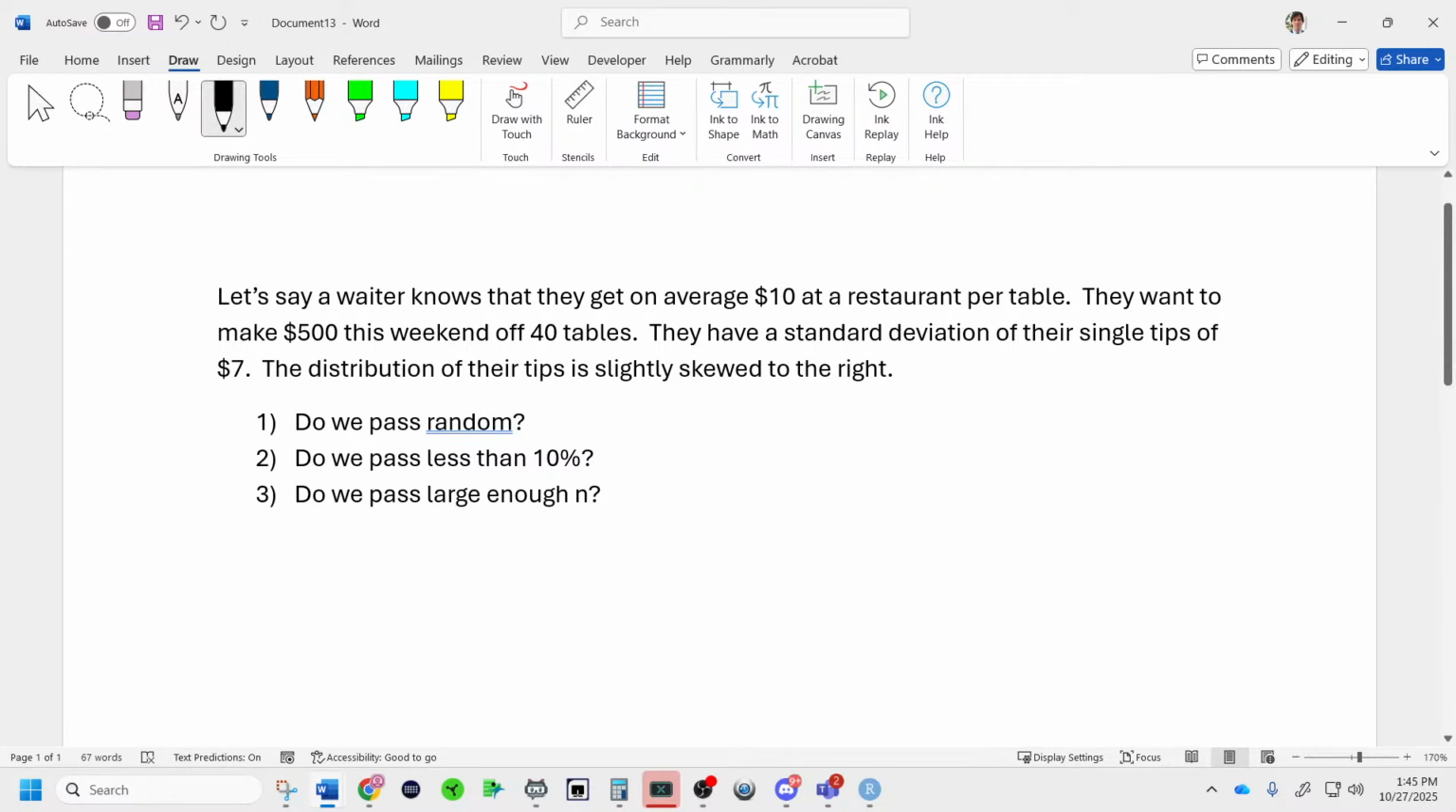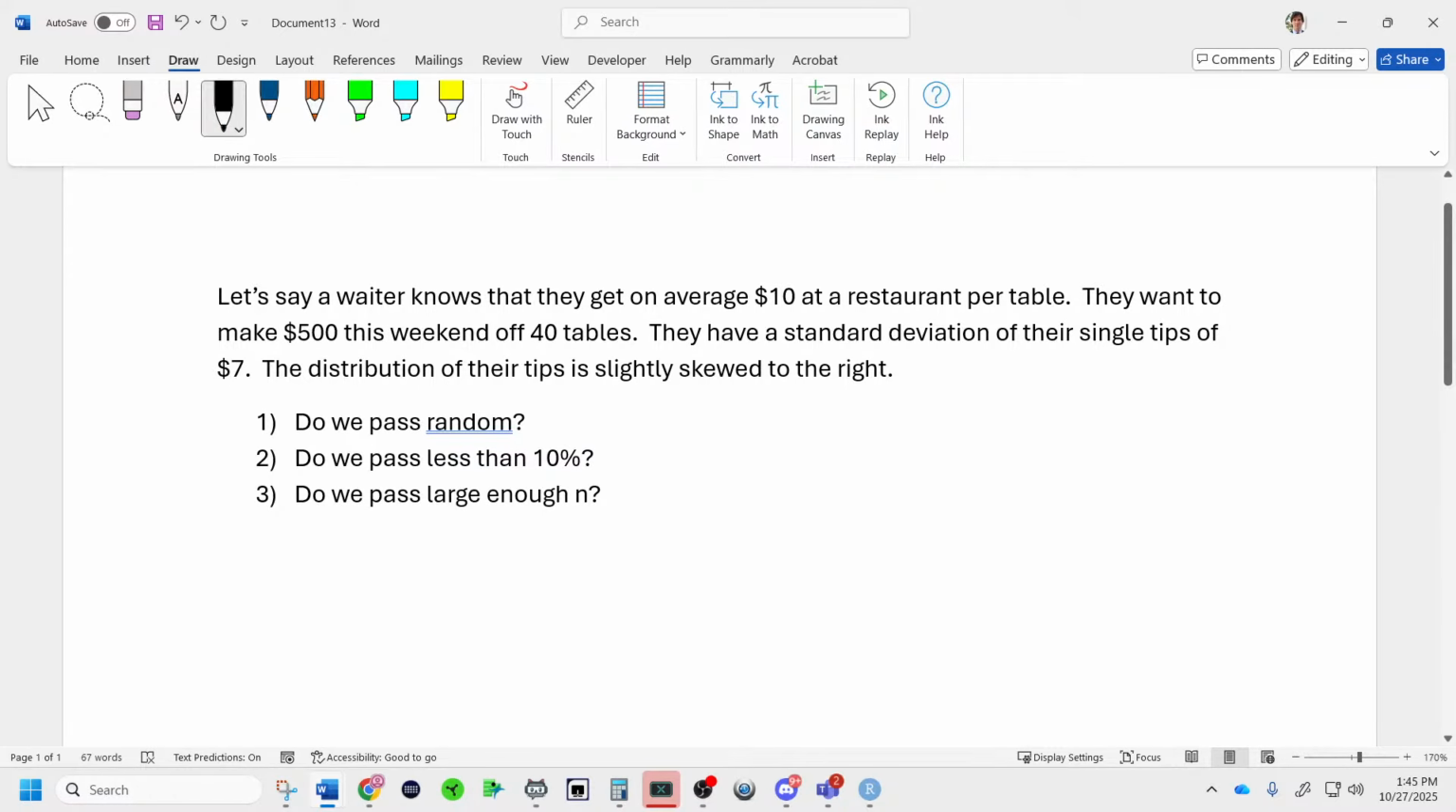Do we pass less than 10%? So remember, we need to ask if this sample of 40 tables is less than 10% of all tables they can wait on. Well, this is pretty much infinite. There are pretty much infinite people who could come to the restaurant, theoretically speaking. So I would say that this is definitely passed, because this is a very large amount. There are more than 400 possible tables that would come into the restaurant during any given weekend, for all restaurants, for all people. So they've probably sampled less than 10% of all people who come into restaurants. So we're good there. Do we pass large enough n?